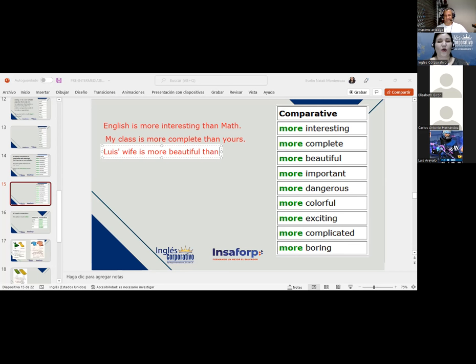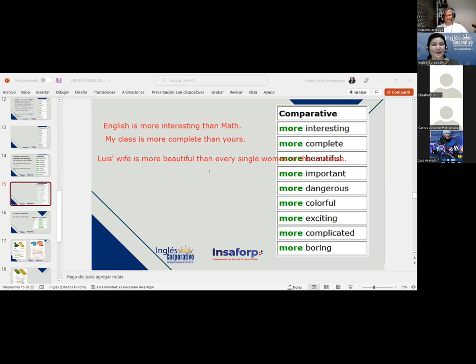So we are going to say, Luis' wife is more beautiful than every single woman in the universe. More complete. This sentence is more complete. There you go. Luis' wife is more beautiful than every single woman in the universe.